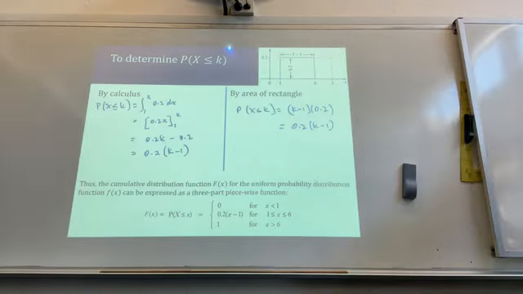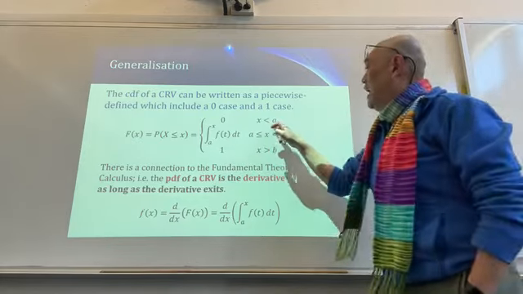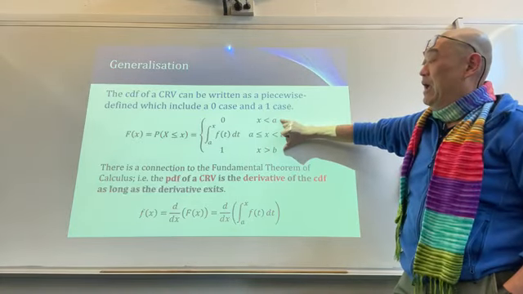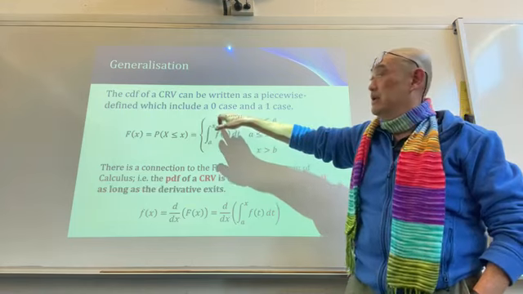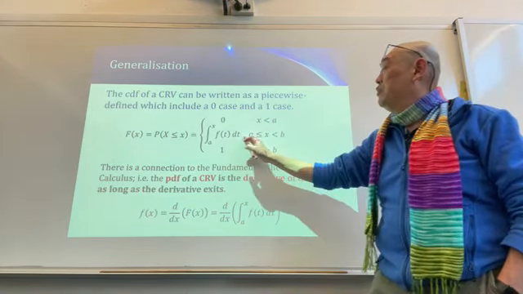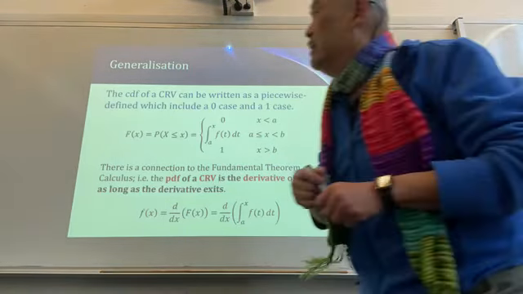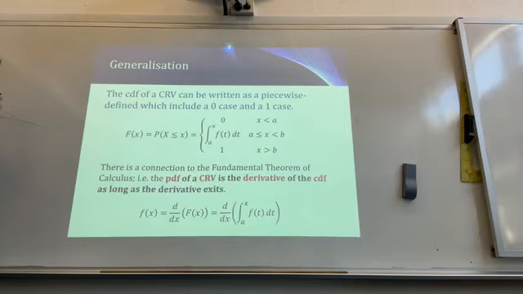Next. Now to generalize it, the CDF of a CRV can be written as a piecewise defined function, which includes a 0 case and a 1 case. If it is between the bounds of A and B, anything less than A is 0, anything above B is 1. Here, you could have 1 function, 2 functions, or 3 functions. You may have a situation where the whole PDF looks like this.